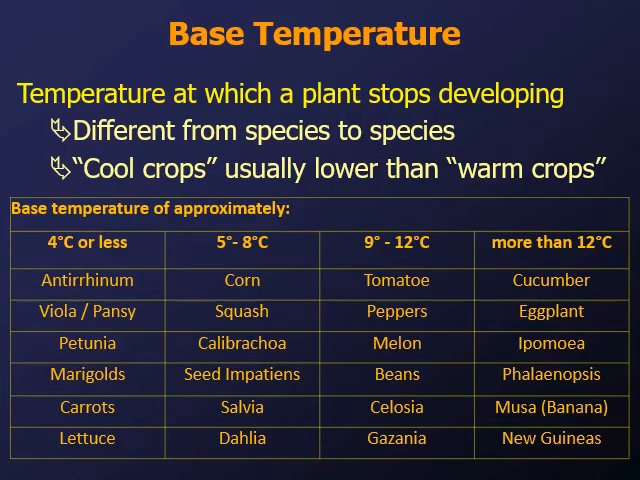As far as the lowest temperature certain crops can handle, it's all over the map. Something like what we're doing at the college, cucumbers, their lowest temperature is 12. That's pretty warm.